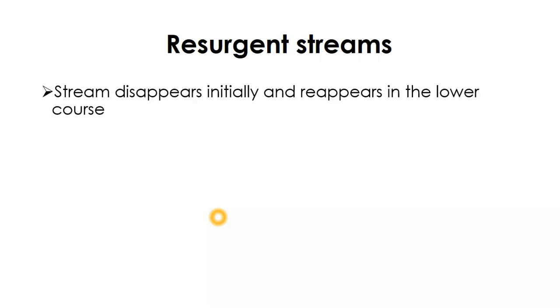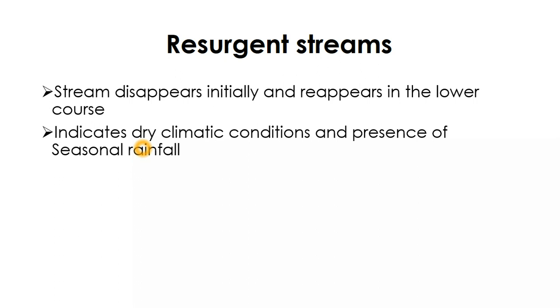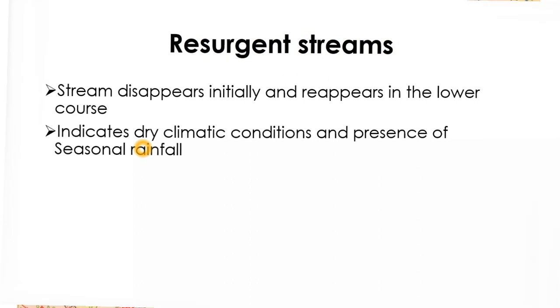Then there is another one, resurgent streams or resurgent drainage pattern, which is almost similar to the previous one, that is intermittent. In the case of intermittent, the river disappears at the end, but in the case of resurgent, initially the river disappears like intermittent, but after reaching certain kilometers, it again reappears and flows as a normal stream. These kinds of streams are called resurgent streams, and the pattern is called resurgent stream pattern. It also indicates that the area is comparatively drier and has only seasonal rainfall.